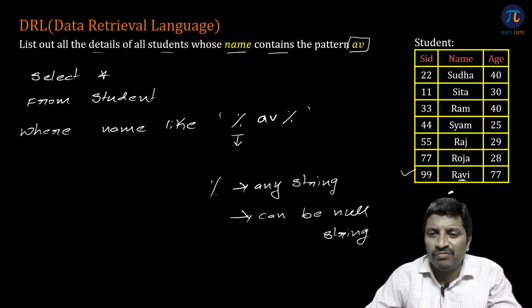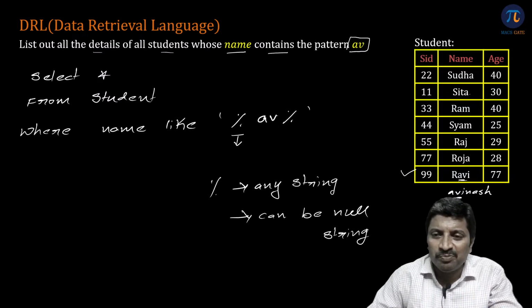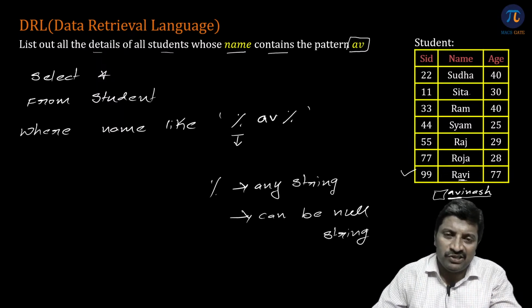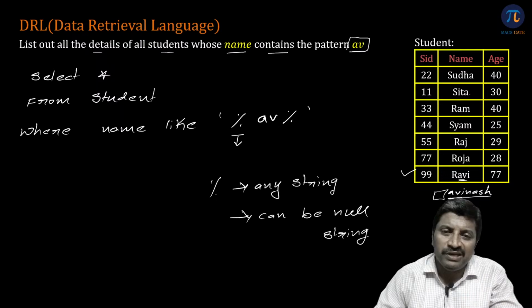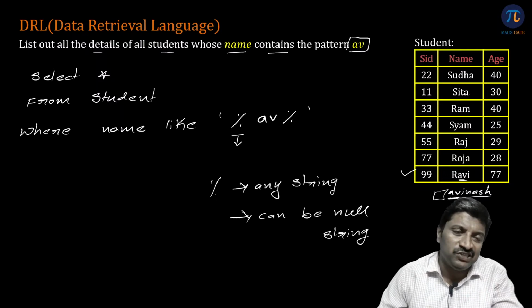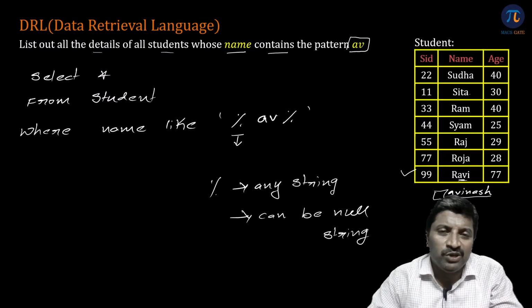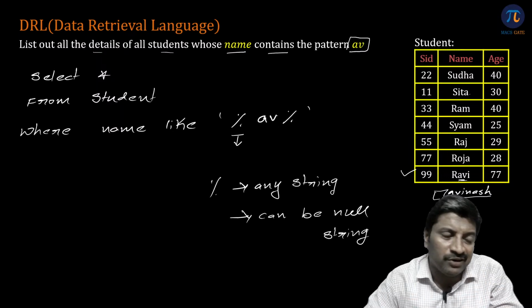For example, we have a record Avinash. Then AV was not preceded by anything. It was followed by INASH. So the first one is empty, the last one is INASH. So that is the story about the conditions on string attributes.